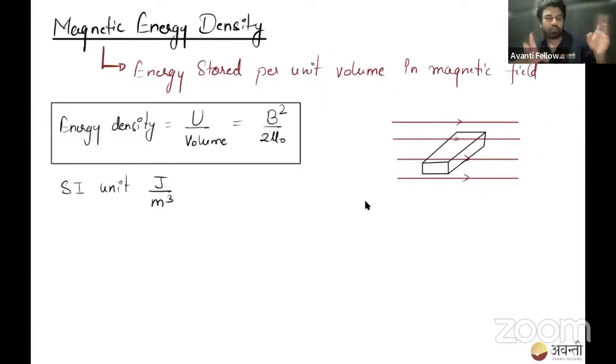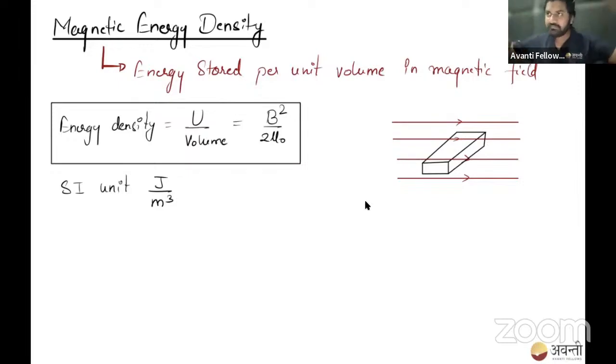So now let's come to one or two important formulas. One is magnetic energy density. It is the energy stored per unit volume in a magnetic field. In electrostatics, you have studied electrical energy density. If you have not studied it, I'm telling you.